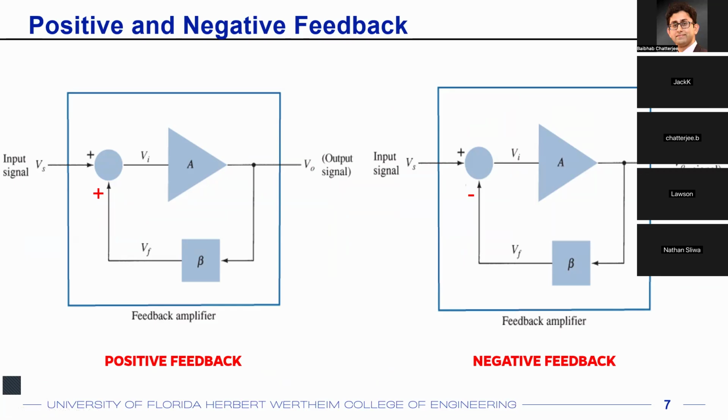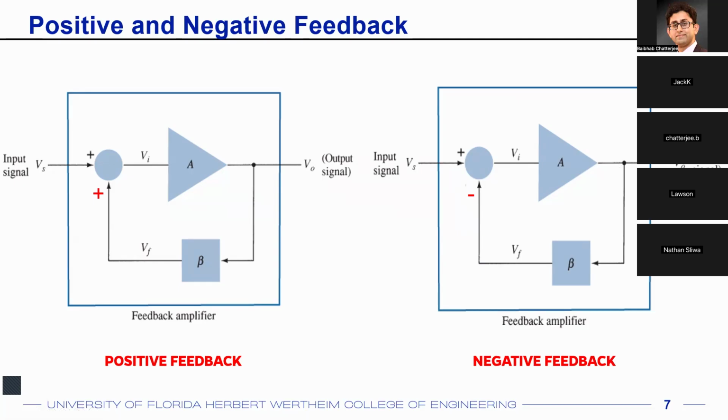Your goal should be to reduce the body temperature back to 37 degrees, right? So if VO increases, you want to reduce your VI, right? And that will only happen if you have a negative sign over here. Your VO increases, which means your VF increases, but you want to reduce your VI. That means you have to subtract it, because if you reduce your VI, only then your VO will go down.